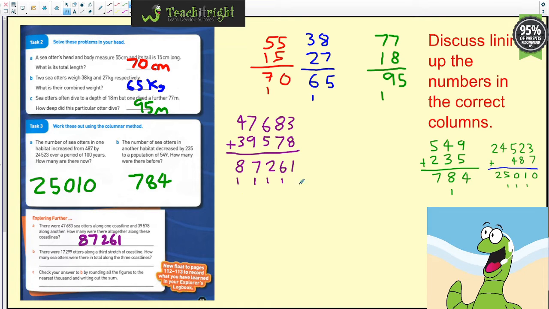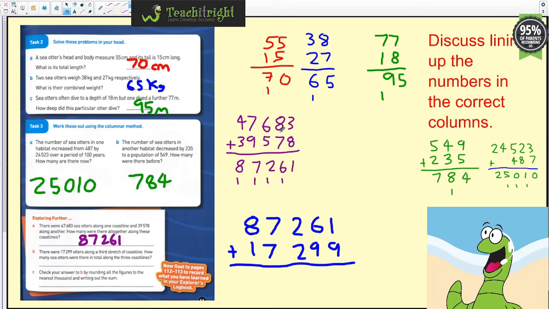So we need to take our value from before, our 87,261, and add to it 17,299. Now, if you have a different value for the first one, it's possible that you may have added these together.